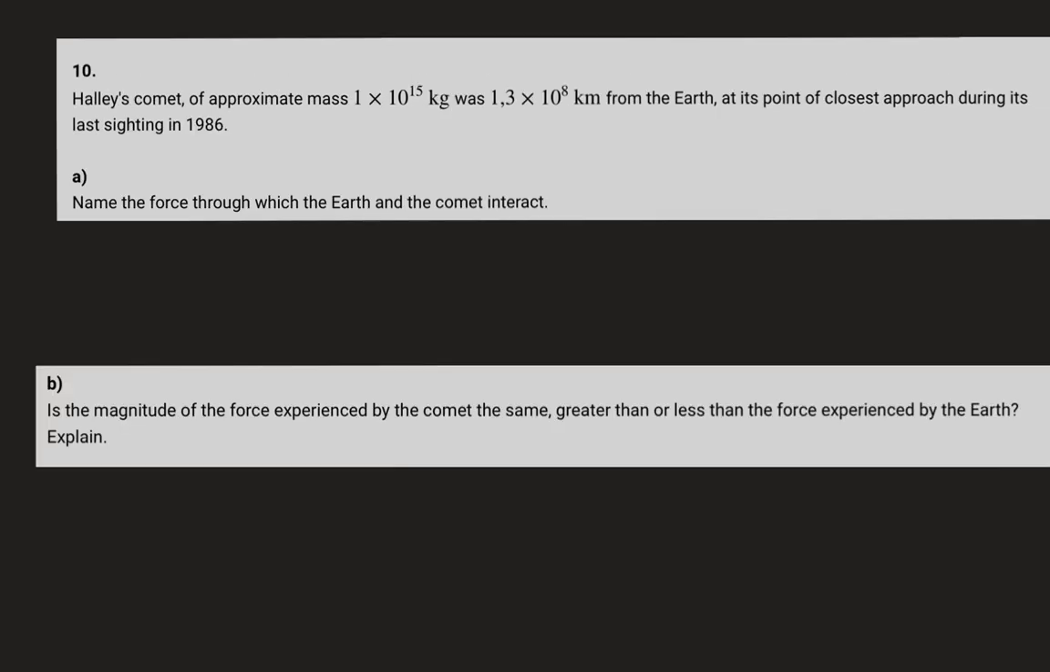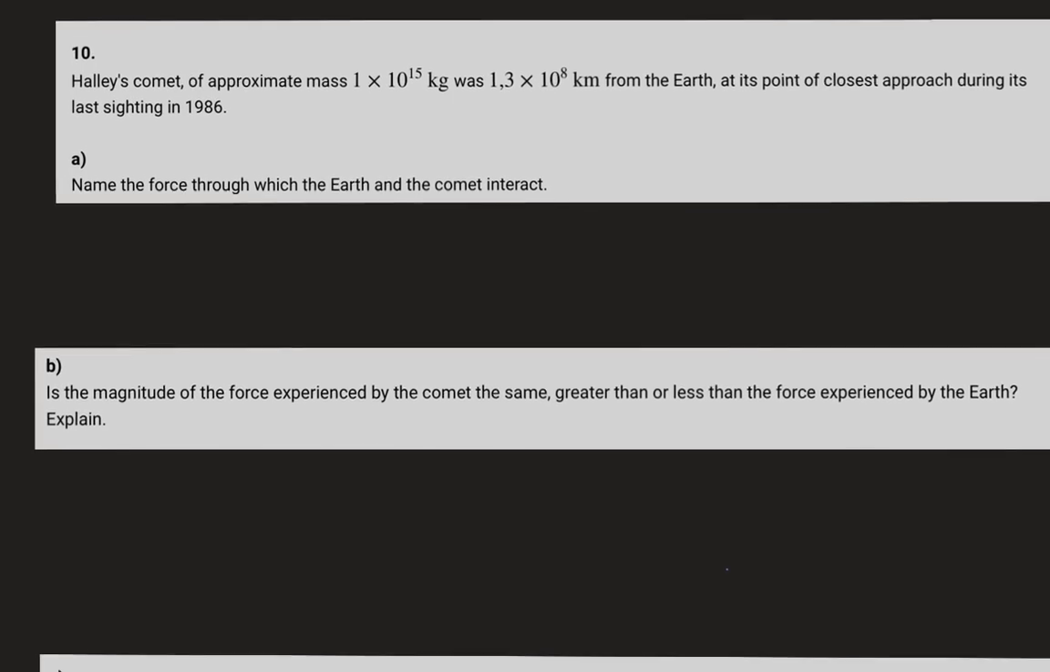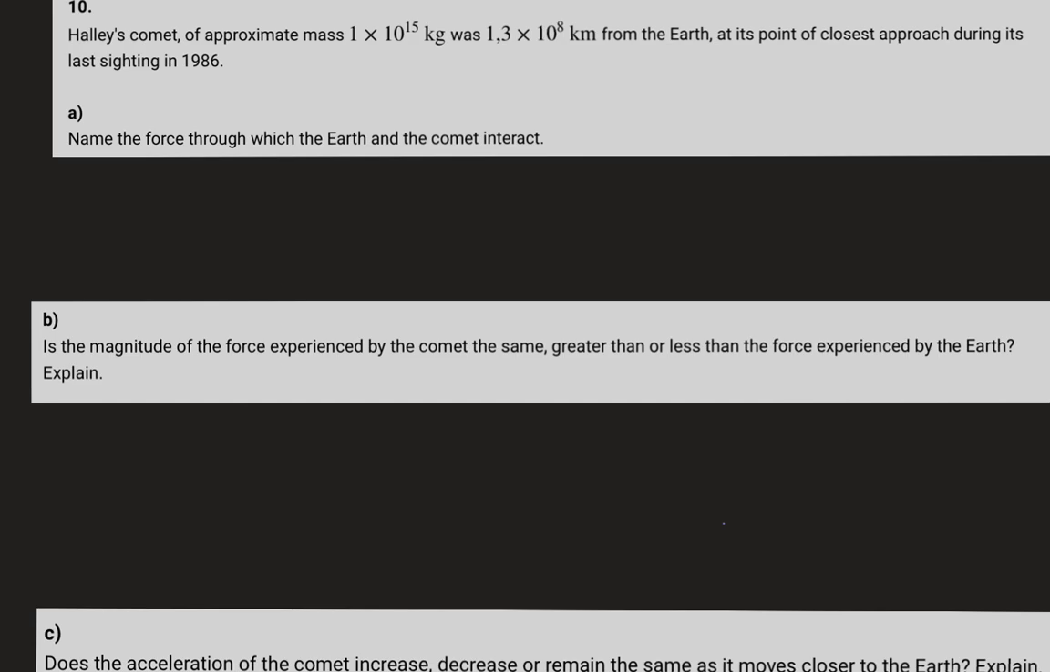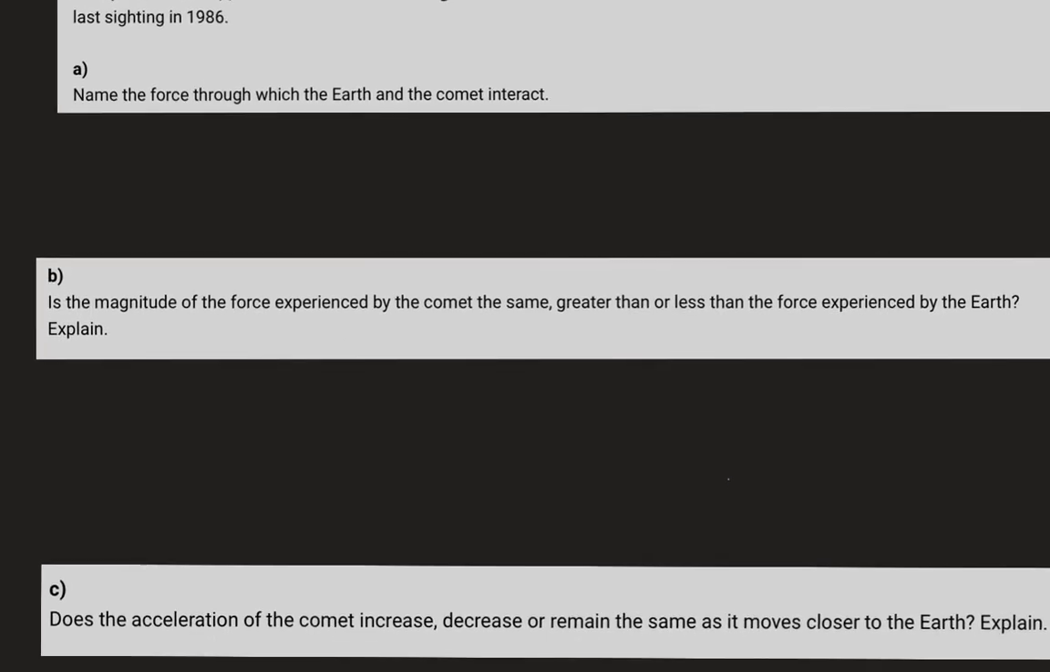Next question, number 10. Halley's comet of approximate mass 1 times 10 to the power of 15 kilograms was 1.3 times 10 to the power of 8 kilometers from Earth at its point of closest approach during its last sighting in 1986. A. Name the force through which the Earth and the comet interact. B. Is the magnitude of the force experienced by the comet the same as, greater than, or less than the force experienced by the Earth? Explain. And then the last question, question C. Does the acceleration of the comet increase, decrease, or remain the same as it moves closer to the Earth? So those are your 3 questions for question 10.